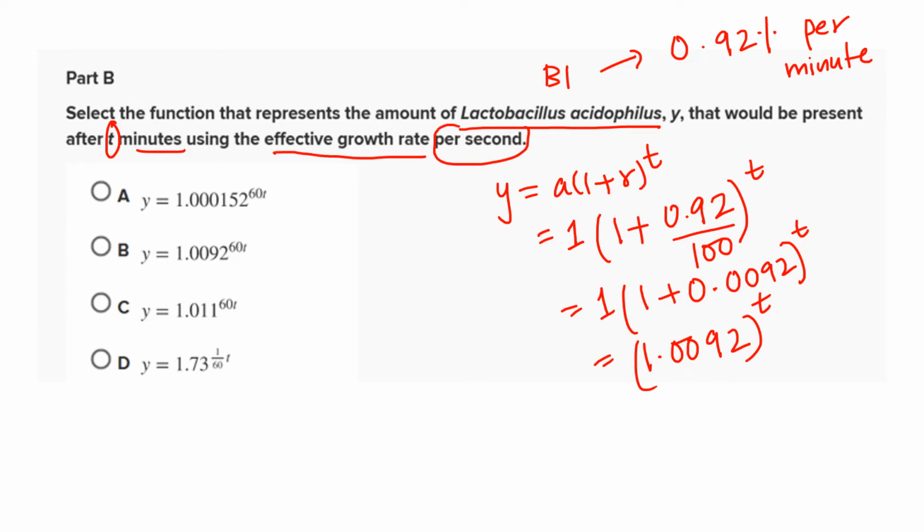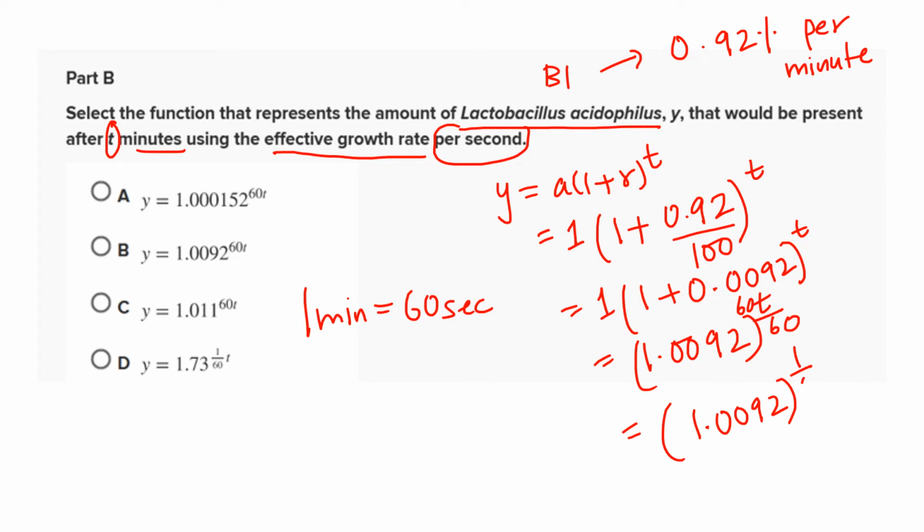So you have to change this growth rate, and the conversion factor would be similar. You know 1 minute has 60 seconds. So in order to do the conversion, we do exactly the same thing we did in the last part. We multiply with 60, we divide by 60. But there'll be a slight difference here because now we are doing the conversion from minutes to seconds. So with this value 1.0092, this time you are taking the 60th root, and outside you are left with 60t.